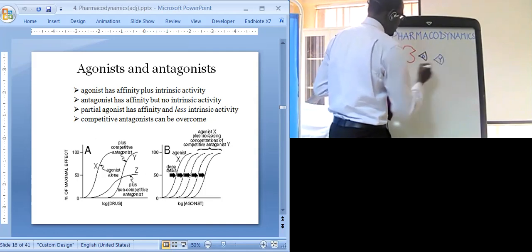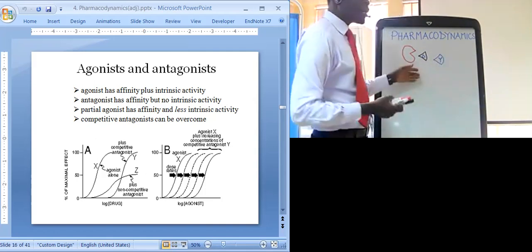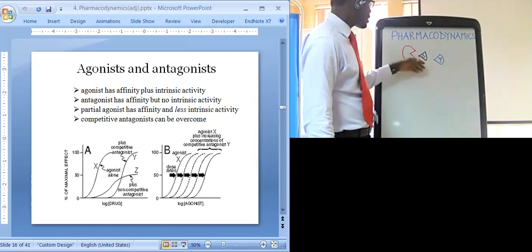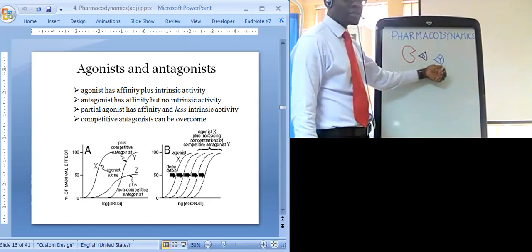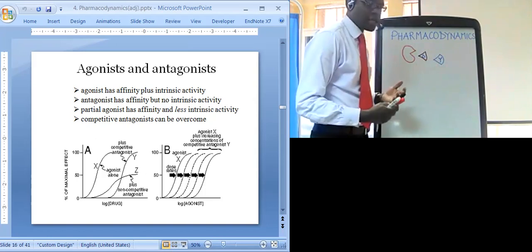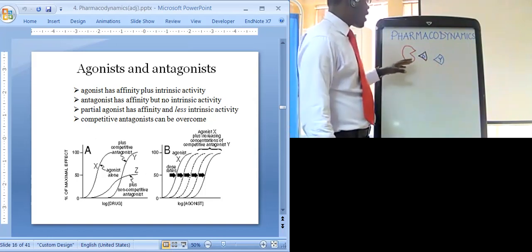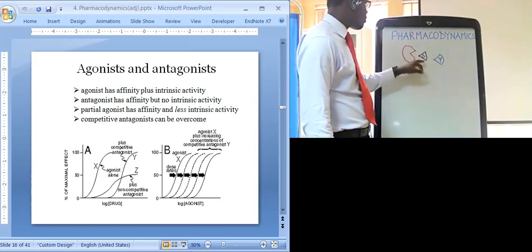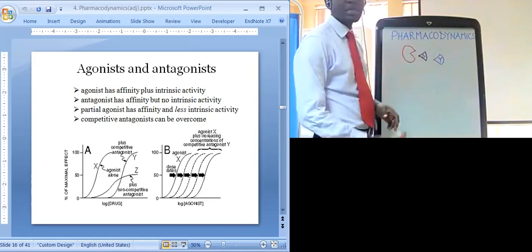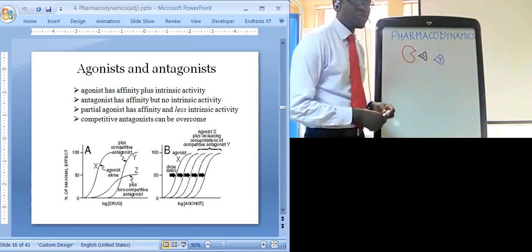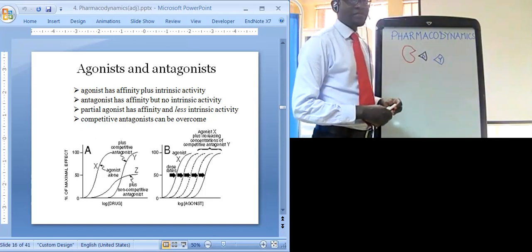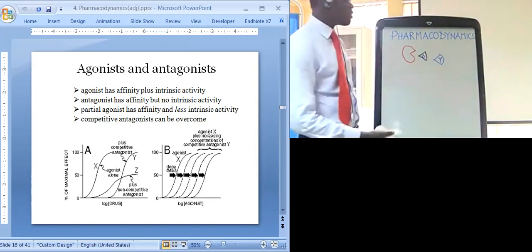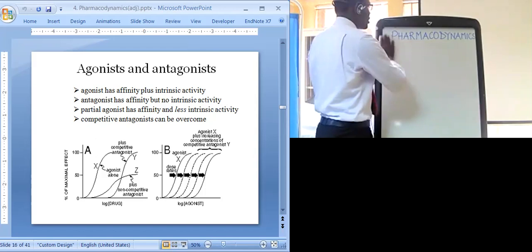So it means that if we increase this drug, it will overcome this, because they are in a competition. They are competing. So for us to achieve maximum response with the competitive antagonist, we really need to increase the amount of our drug. That is what is referred to as an agonist and an antagonist.